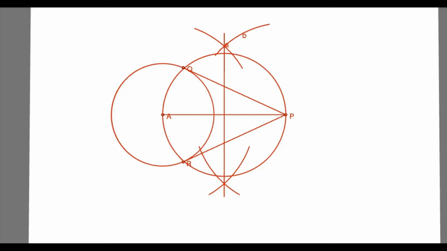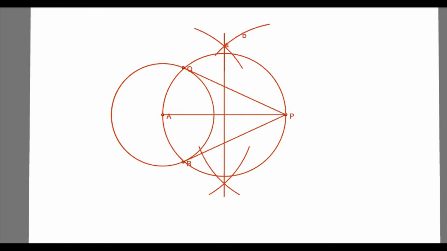Similarly, we can say that the angle ABP equals 90 degree. Why? Angle ABP is the angle in the semicircle of the second circle. But angle ABP is the angle between the tangent and the radius. Therefore, that line segment is a tangent.